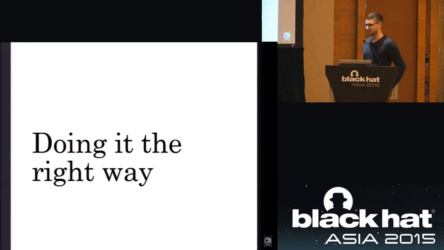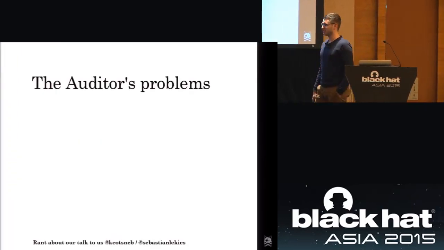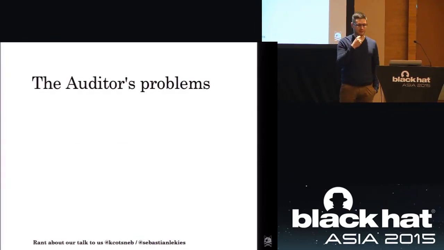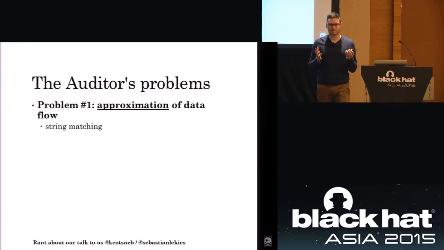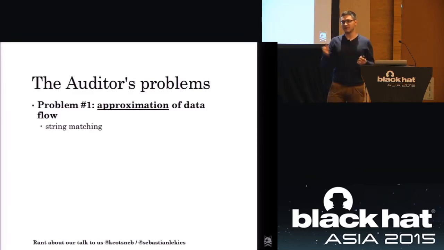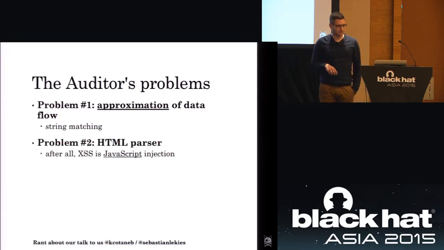Okay, so Sebastian just showed you that the auditor actually has a couple of problems. Let's try to abstract what these problems are. Problem number one: the auditor does some approximation of a data flow. It tries to guess that something was sent to the server and it was coming back, so there might have been a data flow on the server, and so it basically does string matching to approximate this data flow. Secondly, it's located inside the HTML parser, and as we've seen, this is also a problem because we don't necessarily need to inject HTML to be able to execute JavaScript.